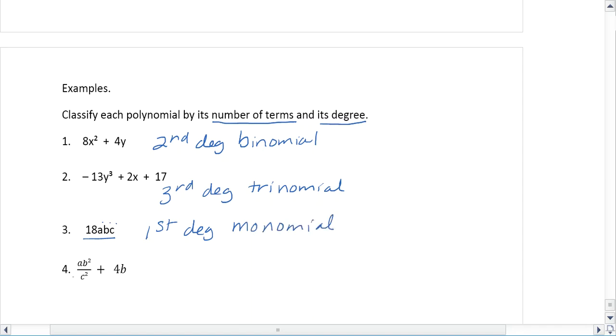Now we look at number 4, and you might want to say that this is a second degree binomial, but it's not. Look a little closer. This is a problem. This c squared is down in the denominator. So if we were to flip it back up to the numerator, the exponent would be negative. And so this is breaking the definition of polynomial. So all we say here is this is not a polynomial. So your work ends there.